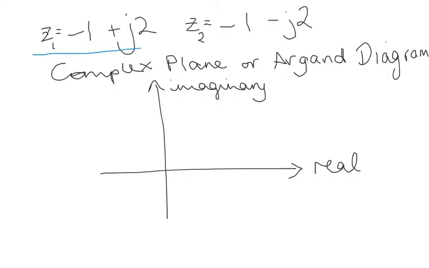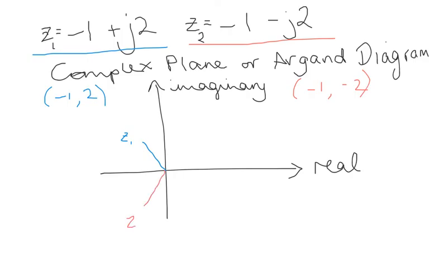Z1, -1 plus j2, can be drawn as the coordinate -1, 2. -1, 2 would be here, Z1. So it's in the second quadrant of the Argand diagram. Our other solution, Z2, -1 subtract j2, can be drawn as the coordinate -1, -2 on the Argand diagram in the third quadrant. Label these Z1 and Z2.